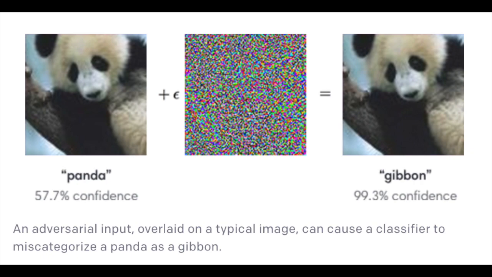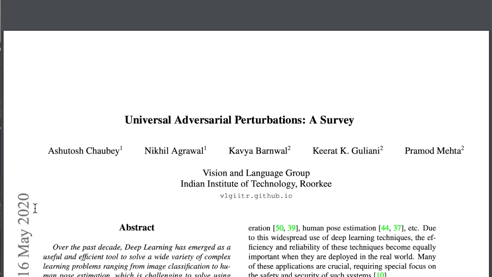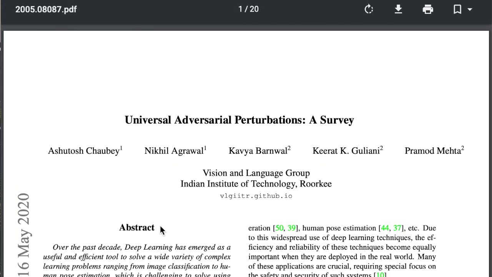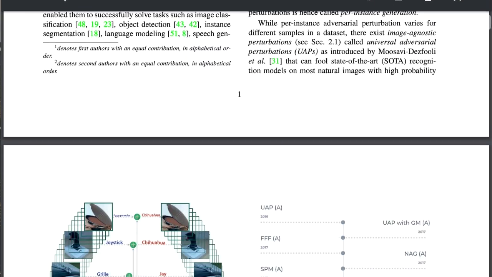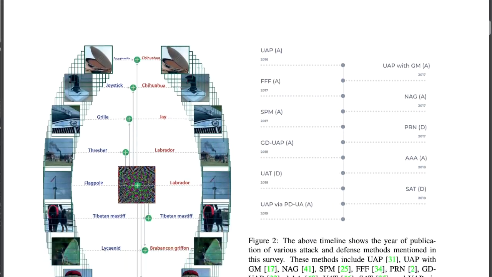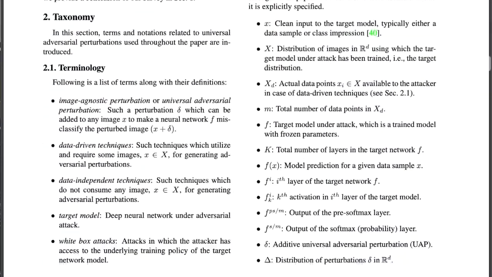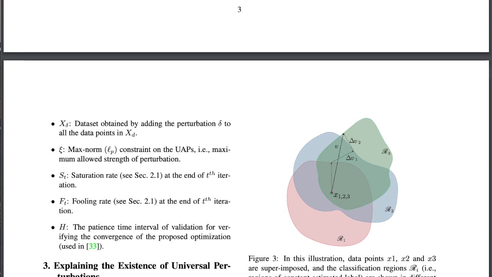Adversarial examples are a troubling discovery in deep learning, the most famous example being the addition of this noise map to the panda image that causes a classifier to classify this as a gibbon with high confidence. This survey paper explores image agnostic perturbations. This is in contrast to per instance adversarial examples. This image shows an example of a noise map that can cause misclassifications when added to several images.